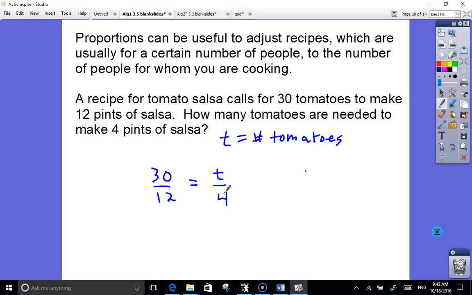How do I solve that for t? 4 times 30. It's being divided by 4, so you need to multiply by 4. Right? The 4s cancel. And what do you get when you put all that in the calculator? 10. So let's see. 4 goes into 12 3 times. 30 over 3 is 10. So you need 10 tomatoes if you want to make 4 pints of salsa. Good deal.